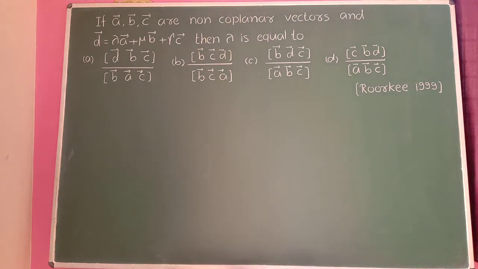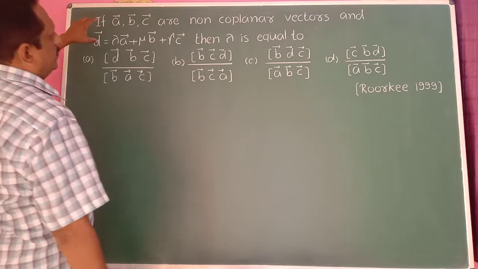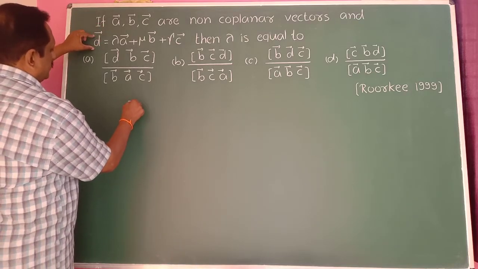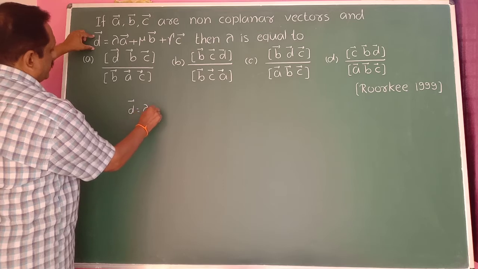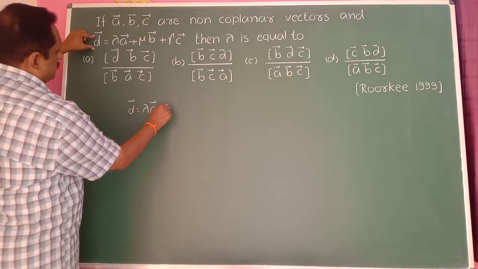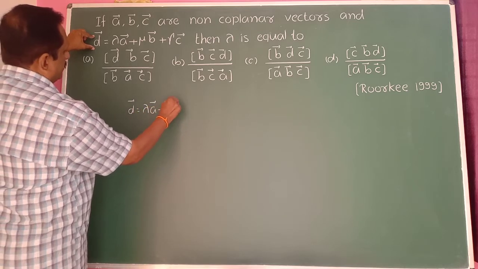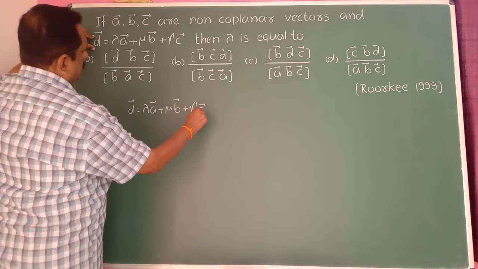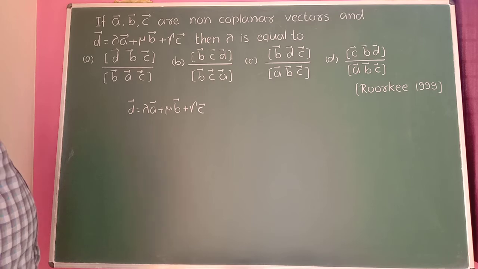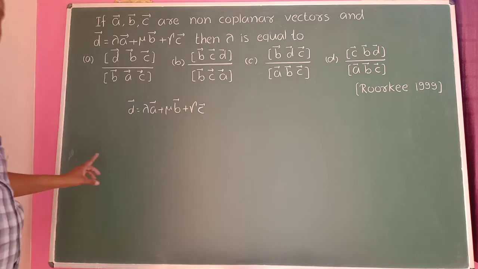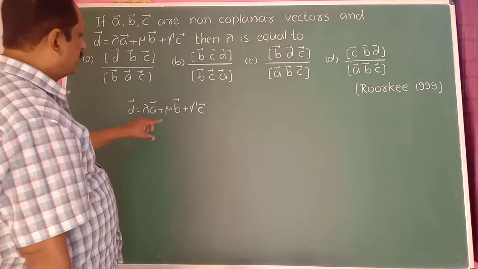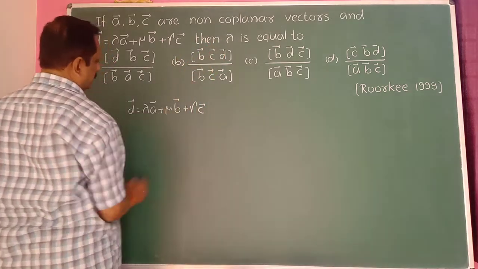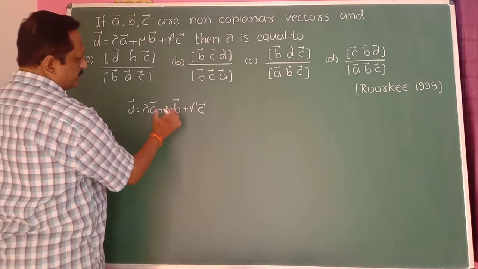So here they have given A bar, B bar, C bar are non-coplanar vectors. Then D bar is equal to lambda into A bar plus mu into B bar plus gamma into C bar. Then lambda is equal to what here? So taking a dot product of B bar cross C bar on both sides here. We want the lambda value here. Therefore, these two must be 0 here.